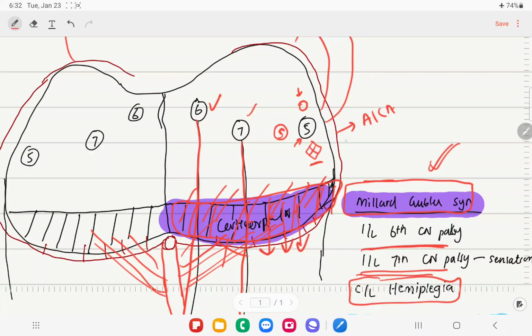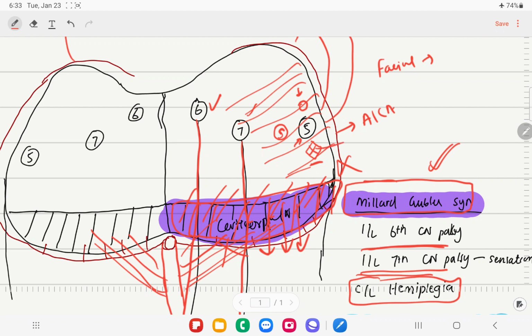If this artery gets impaired, if I block this artery, what's going to happen? There will be ischemia of this area, right? So what's going to happen? We'll have features like, when the facial nucleus is involved, ipsilateral seventh nerve palsy and paralysis of the face, and also decreased lacrimation, salivation, and taste from the anterior two-thirds of the tongue.